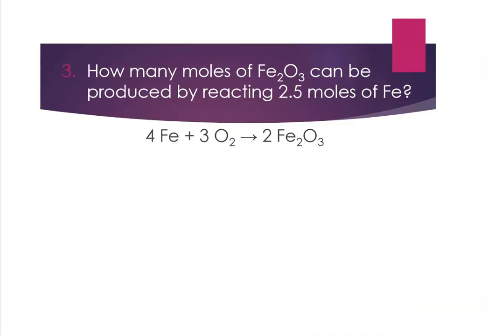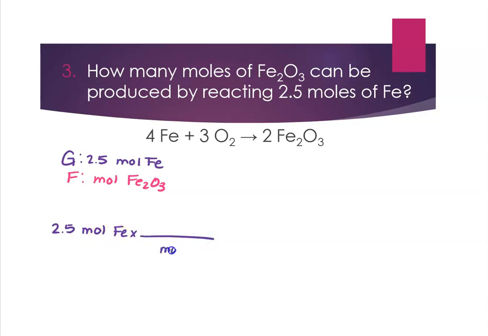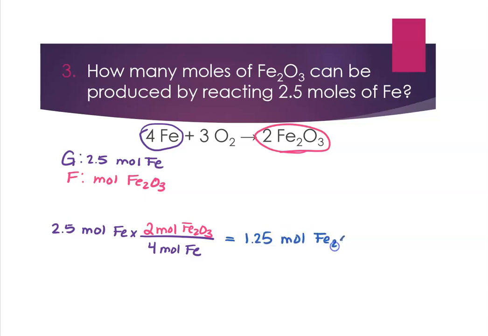This is how many moles of Fe2O3 can be produced by reacting 2.5 moles of Fe. So again, we start off with what we're given. We are given 2.5 moles Fe, and I'm trying to find here moles of Fe2O3. So then we set up our problem. Start with 2.5 moles Fe. So if we're starting with moles Fe, moles Fe will go in the denominator. I check my equation and I see that there is a 4 in front of the Fe, so that'll be 4 moles of Fe. I'm solving for moles of Fe2O3, so moles Fe2O3 will go on top, and I have 2 moles Fe2O3 from my equation. So I get 2.5 times 2 divided by 4, and I get 1.25 moles Fe2O3.